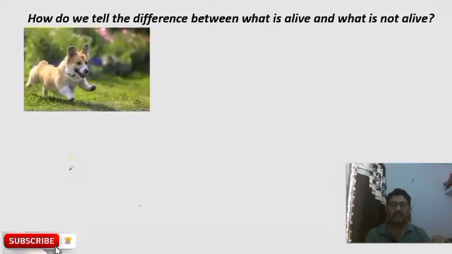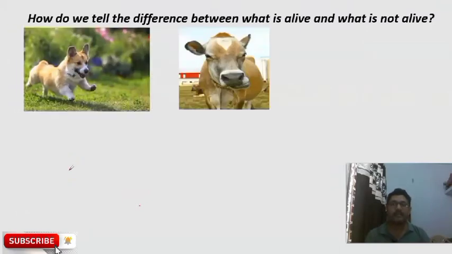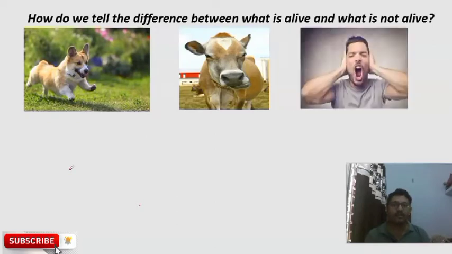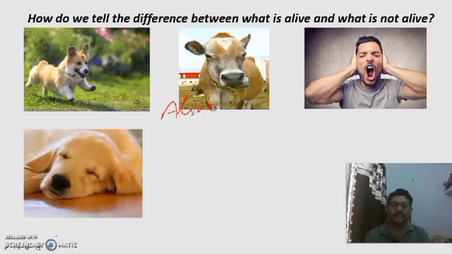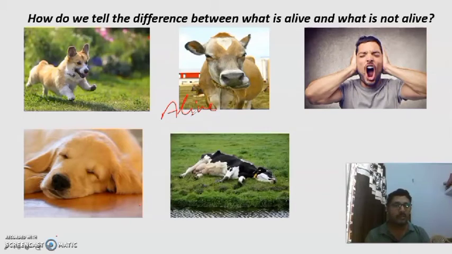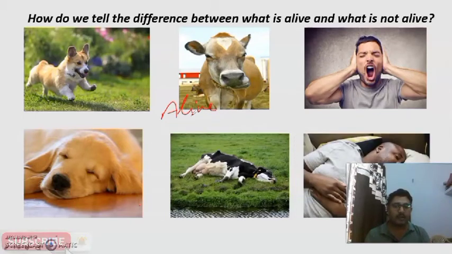So in this picture, as you can see that the dog is running and the cow is chewing curd and the man is shouting. Now are they alive or dead? We can say that all these three organisms are alive, right? Now observe other picture. In this picture, the dog was asleep, the cow was also asleep, and the man was also asleep. Now are they dead? No, they are also alive.